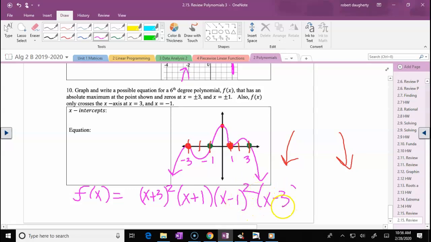X minus 3. What's the degree of this? This is 1, 2, 3, 4, 5, 6. This is 6th degree. That's what I wanted it to be. But what about the leading coefficient? If this thing is graphed just like you see, it has to have a negative leading coefficient. So this has to be the equation for this potential graph.